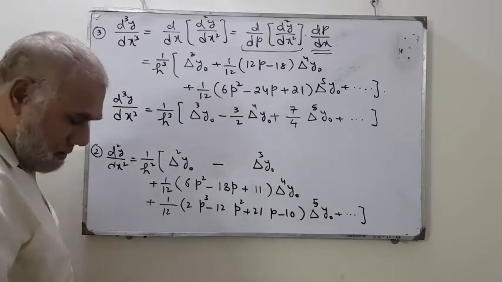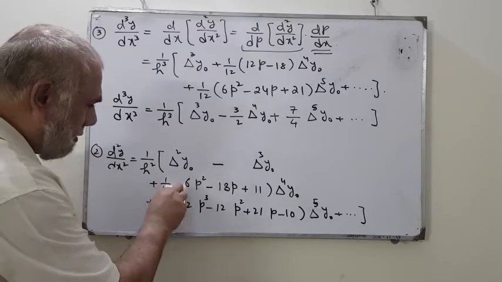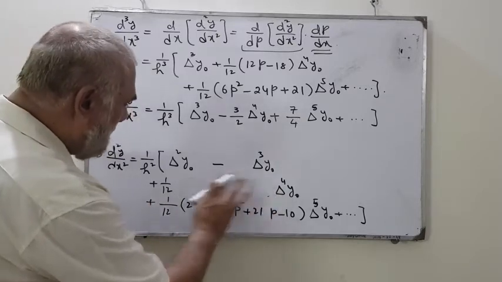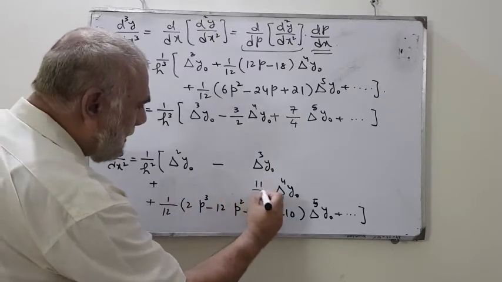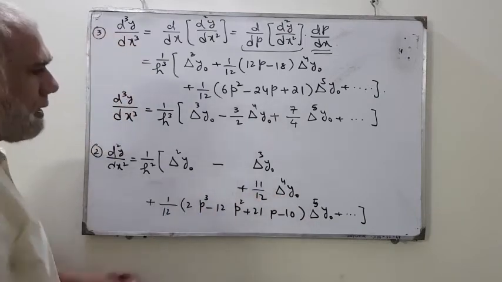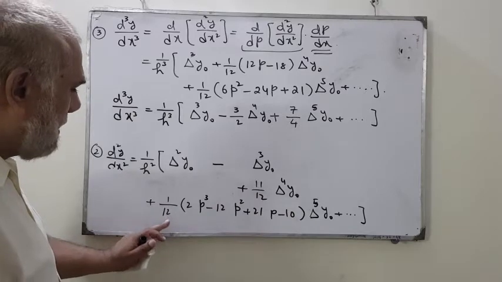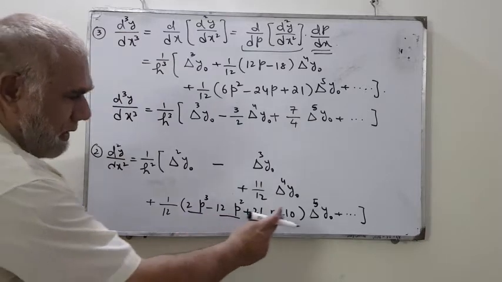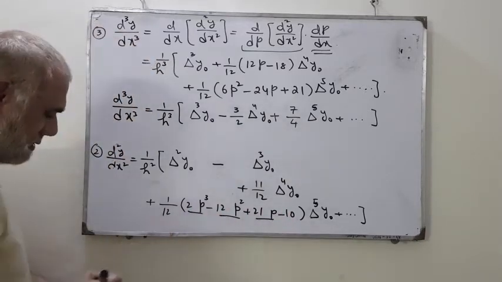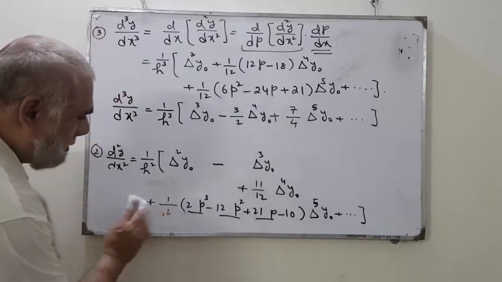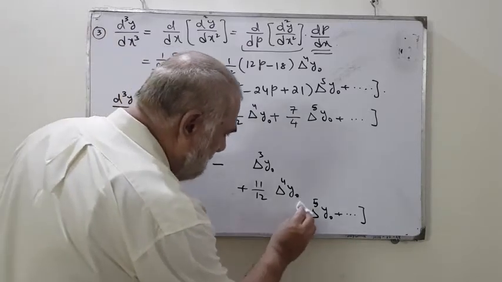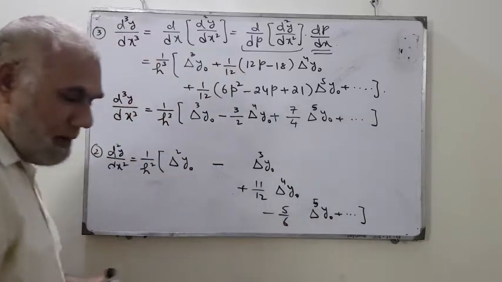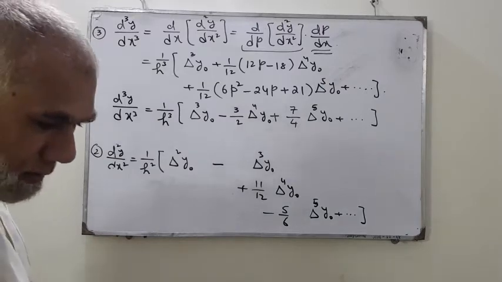Over here, these two terms will be getting 0, so I am going to erase them from here. And the remaining will be only 11 by 12. So 11 by 12 times delta 4 y0 is your next term. Coming over here, these three terms get 0 because p is there, and the remaining will be only minus 10 over 12. So minus 10 over 12 can be simplified in the form minus 5 over 6, and that is the required value.